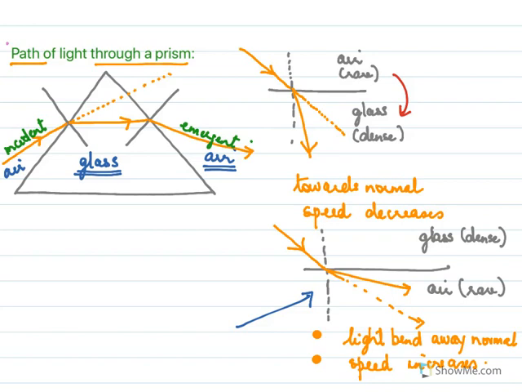Now what would be the angle of deviation? Here this was the original path of the ray, and now this is where it has bent. So this angle between the incident and the emergent ray is called the angle of deviation. So here we have angle of deviation.